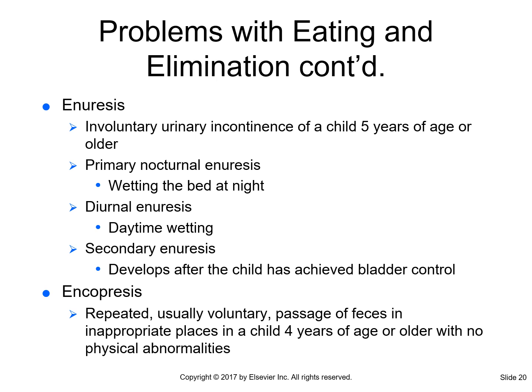Enuresis and encopresis. Enuresis is an involuntary urinary incontinence of a child that is 5 years of age or older. There will be primary nocturnal, which is wetting the bed at night. Diurnal enuresis is daytime wetting, and then secondary is when the child actually achieves bladder control and then loses it. Encopresis is repeated, usually voluntary passage of feces in inappropriate places in a child 4 years of age or older with no physical abnormalities.